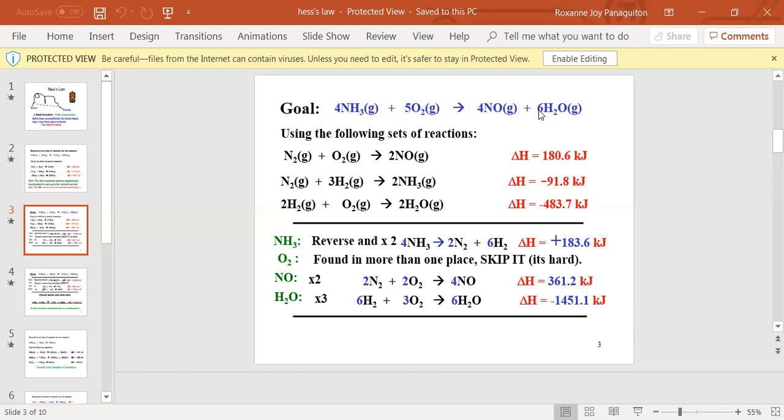So what you are going to do is you are going to multiply the third reaction by 3. Okay, so it will now give you 6 moles of hydrogen, 3 moles of oxygen, and 6 moles of water. Of course, you also need to multiply the heat of the reaction by 3. So it will now become negative 1,451.1 kilojoule.